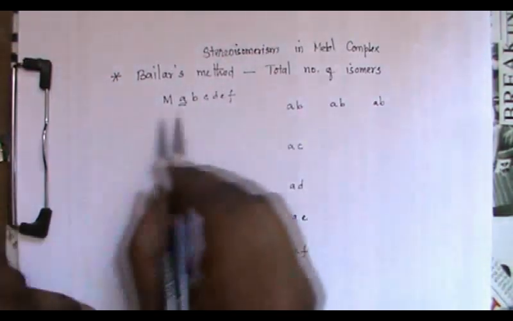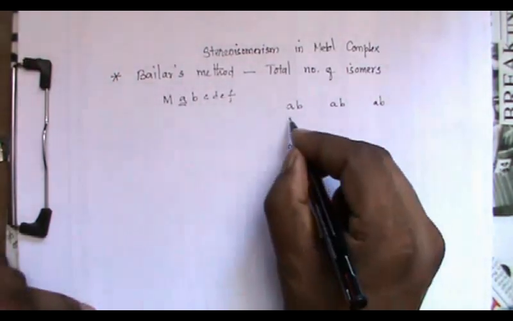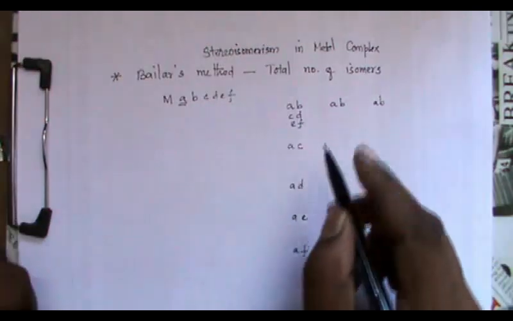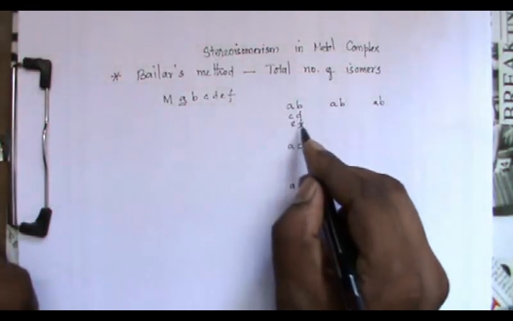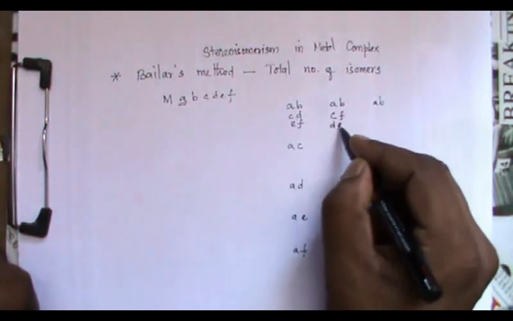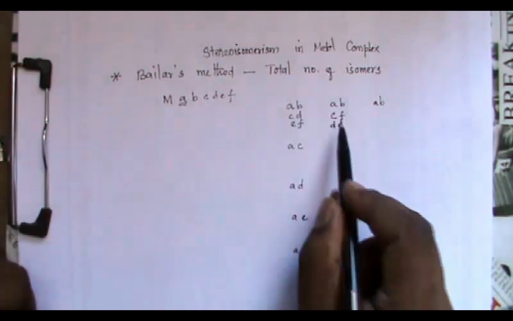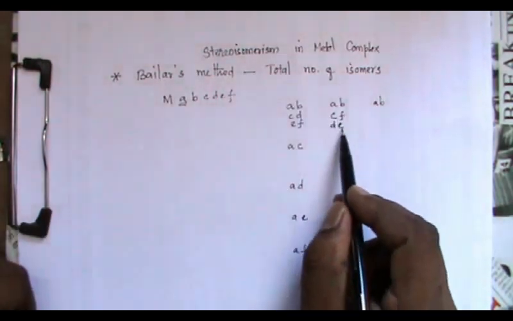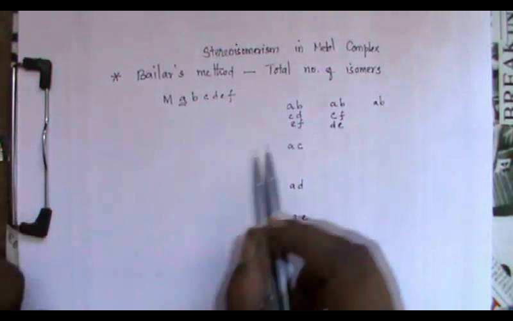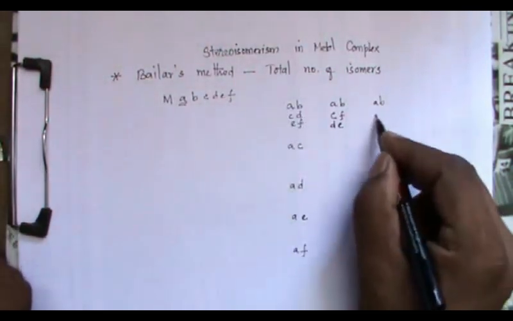AB already I have taken. So now I have CD and EF. So I place them like this. The next one I place CF and DE. Here F is opposite to C, E is opposite to D. The other possibility is CE and DF.